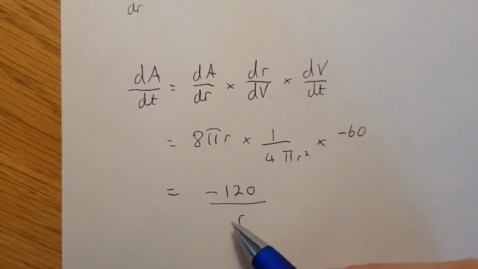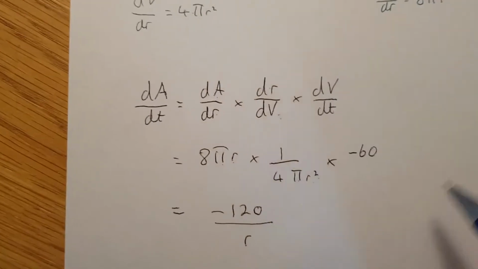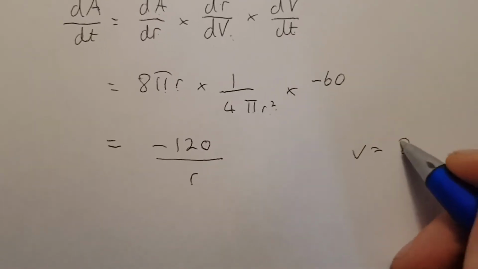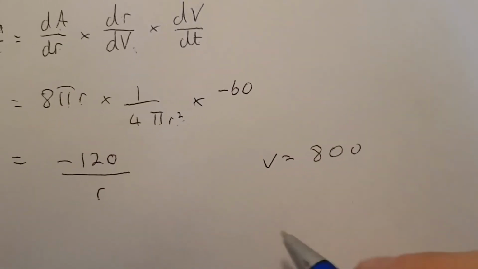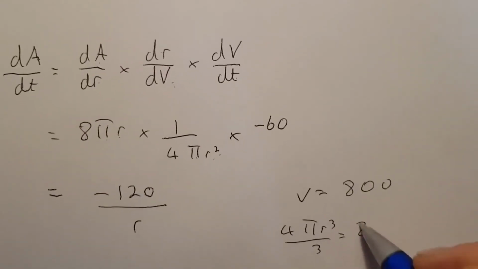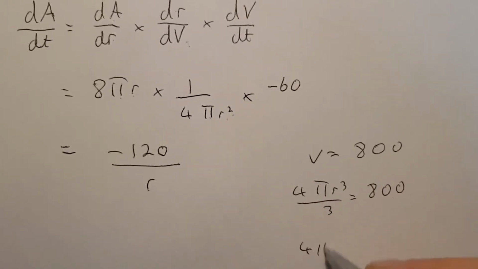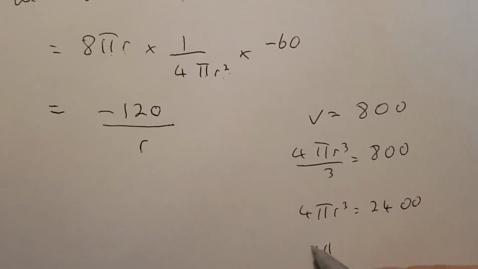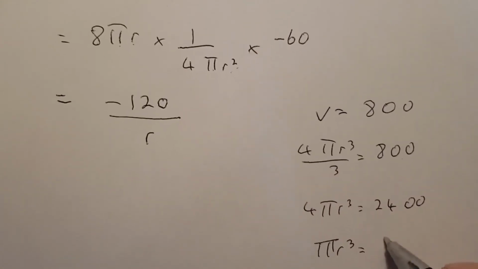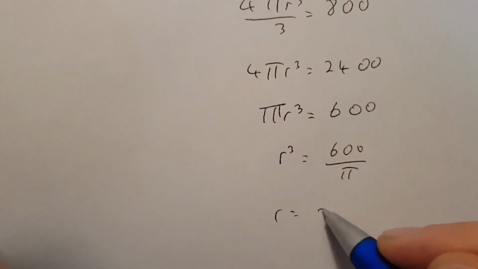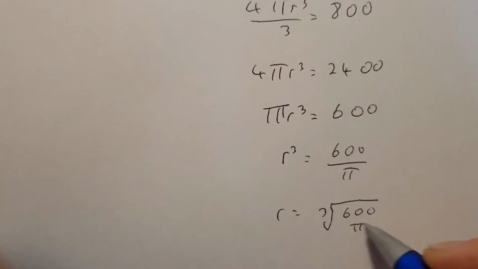So the question is now, I need to go back and find what r is. Using the fact that the volume is 800, so V equals 800. That tells me that 4 pi r cubed over 3 is 800, which tells me that 4 pi r cubed is 2400, which tells me that pi r cubed is 600, which tells me that r cubed is 600 over pi, which tells me that r is the cube root of 600 over pi.